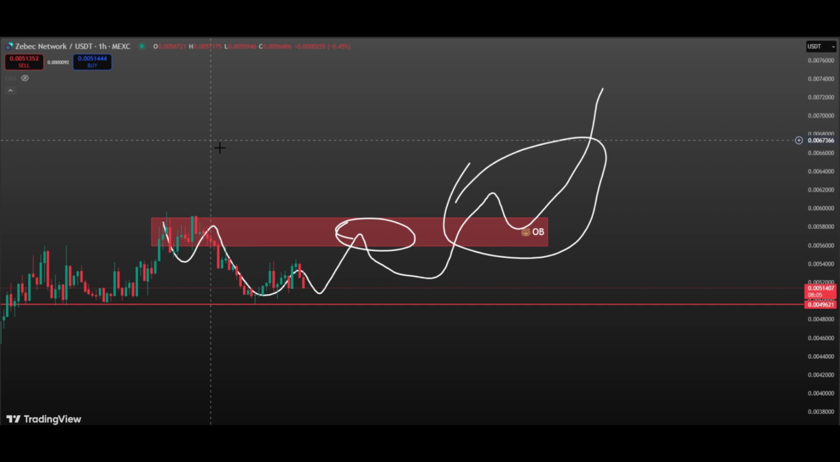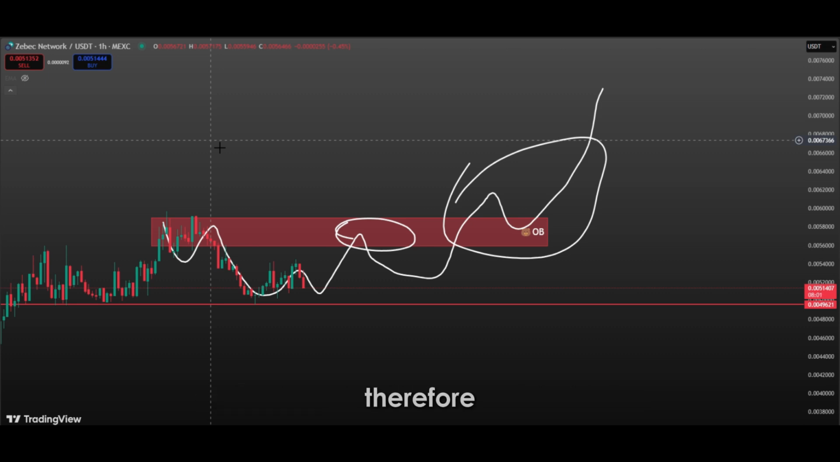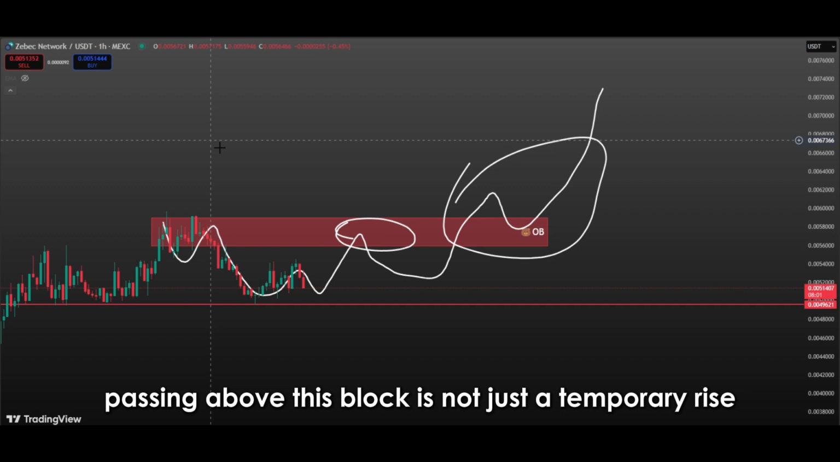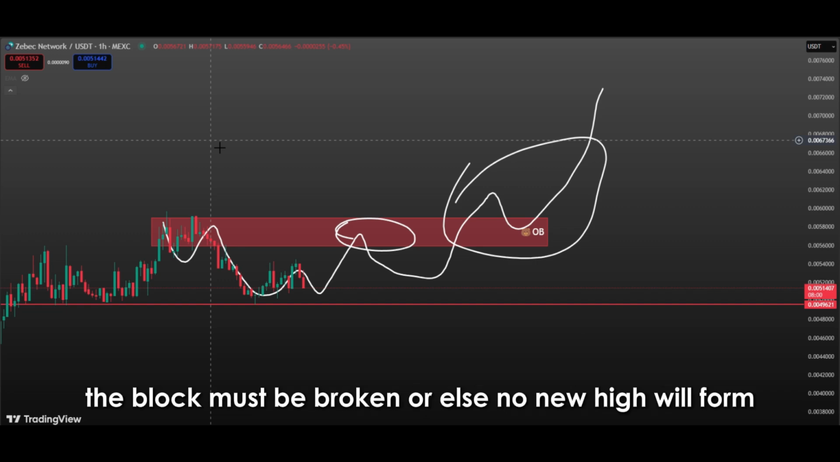Such a breakout usually accelerates the entry of new investors into the market, allows the price to advance upward with stronger steps, and completely turns the general market sentiment positive. Breaking the bearish order block is the confirmation of a trend start for many investors and a buy signal for many strategies. Therefore, passing above this block is not just a temporary rise, but can also be the sign of a long-term rally. The block must be broken or else no new high will form.